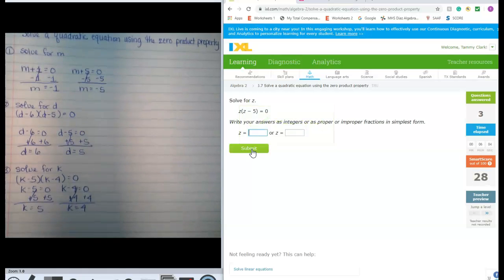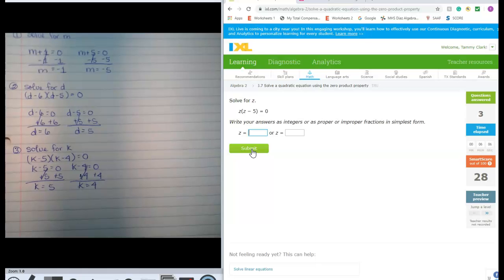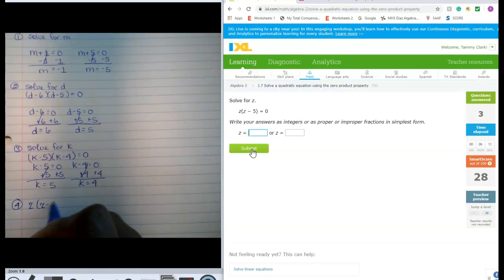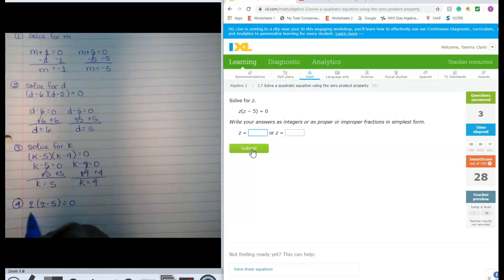Okay, so let's move on. We've got number 4. We've got z times z minus 5 is equal to 0. This doesn't change our process. We're just going to put z equal to 0 and then z minus 5 equals 0. Well, this one we don't have to solve. We already know it's 0. Here, we add 5 to both sides of the equation to eliminate this negative 5. So z would be 5.